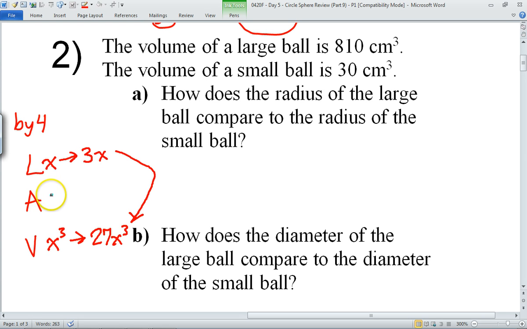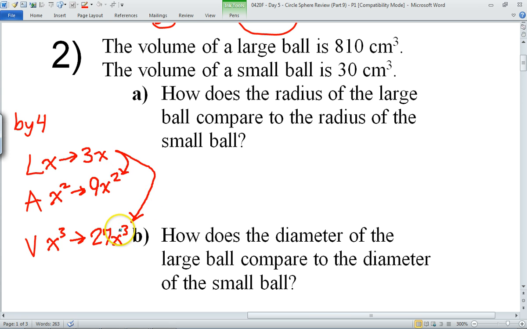What about the area? Okay, x squared. Now, it's based off of the length again. If the length is multiplied by 3, we would have to square it to get the new area. So the new area must have been 9.